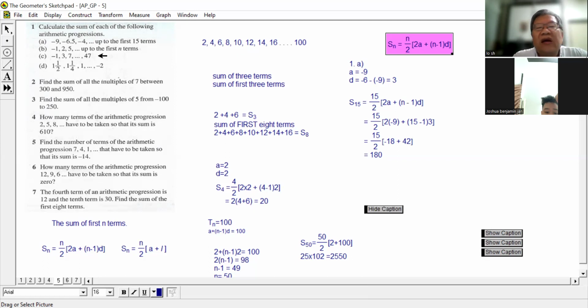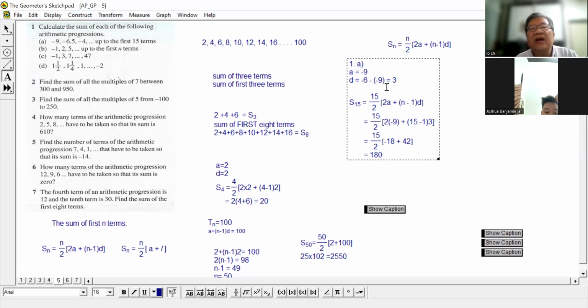-9, -6.5, -4, up to the first 15 terms. So A is -9, right? What is the D? D is -6.5. Yes, I typed wrongly. -6.5 minus -9. Because it's always minus, the first term is -9, so minus -9.